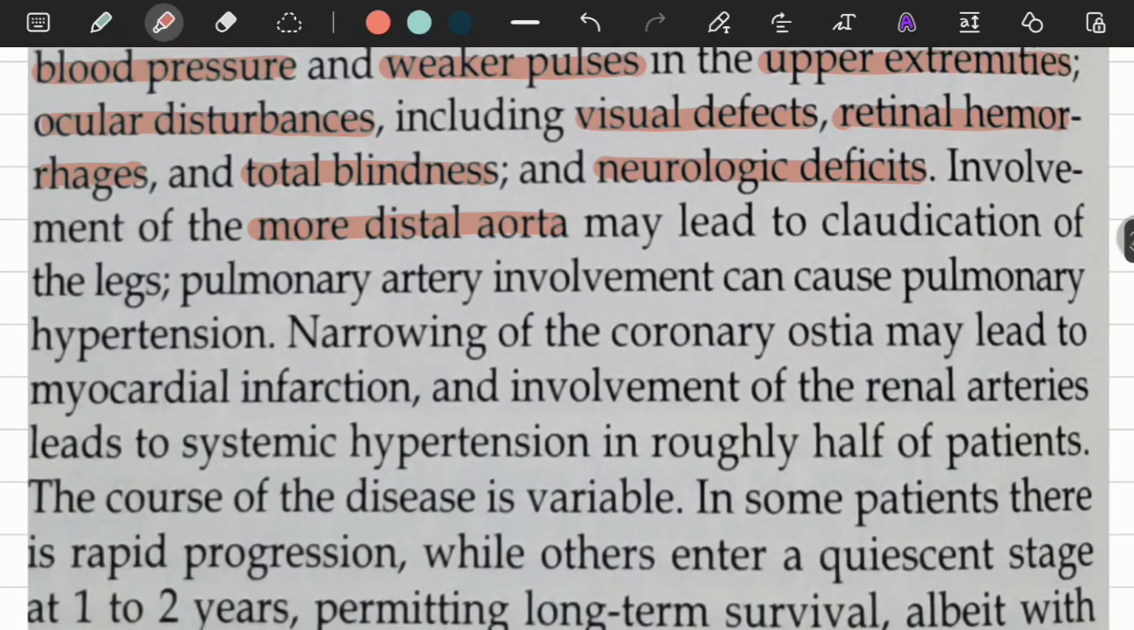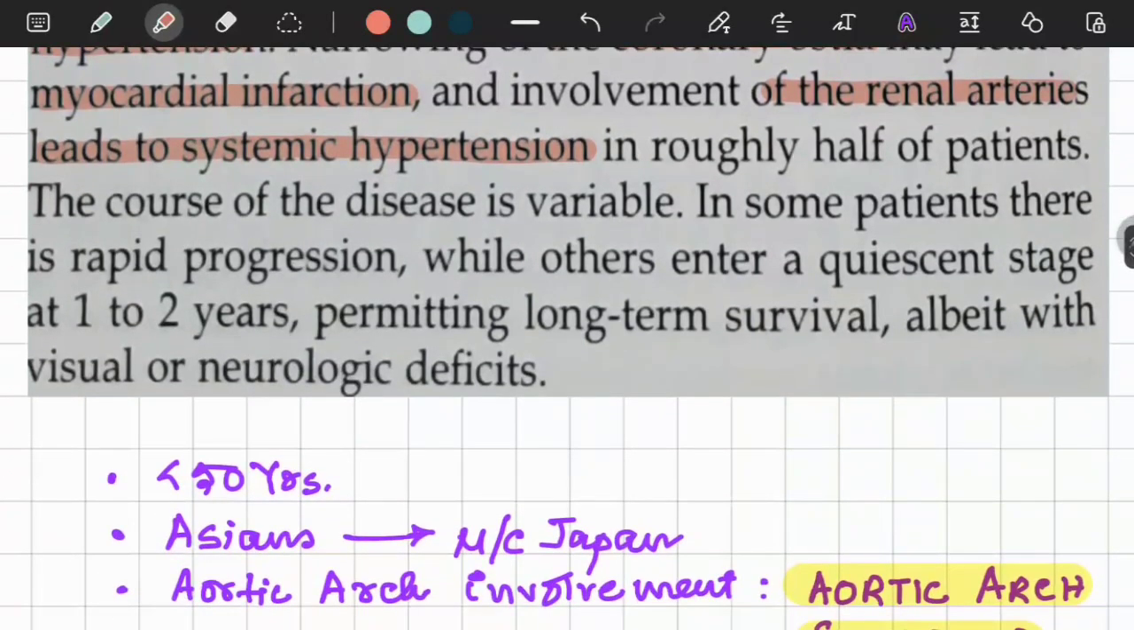Involvement of the more distal aorta may lead to the claudication of the legs. Pulmonary artery involvement can cause pulmonary hypertension. Narrowing of the coronary ostia may lead to myocardial infarction, and involvement of the renal arteries leads to systemic hypertension in roughly half of the patients. The course of the disease is variable. In some patients there is rapid progression, while others enter a quiescent stage at 1 to 2 years, permitting long-term survival, albeit with visual or neurological disease.